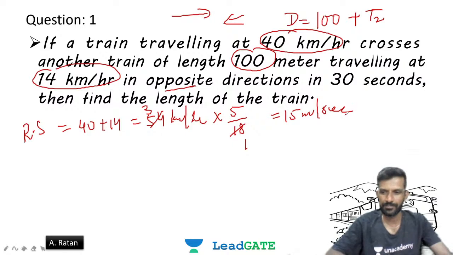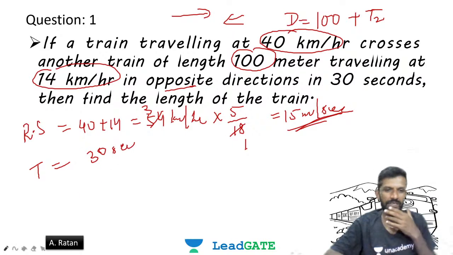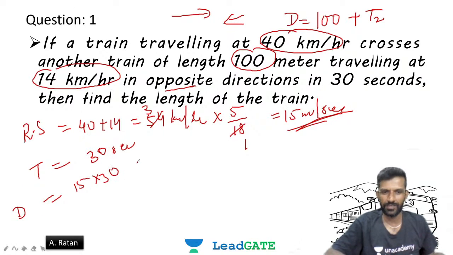Okay, now time. Yes, Akshay, exactly. Now time how much it is taking? So you got speed. Now time how much it is taking? 30 seconds. Okay, this is in second already. Now distance is always equal to speed into time. So 15 into 30, which is equal to 450 meters.